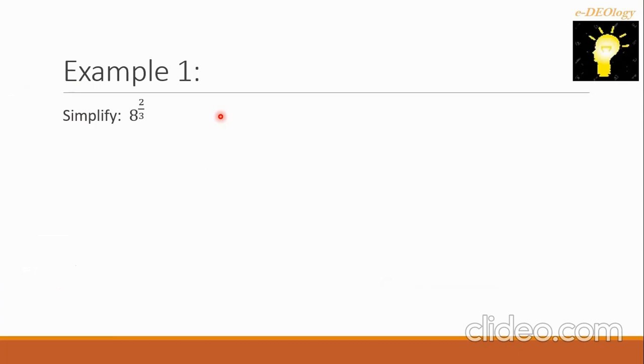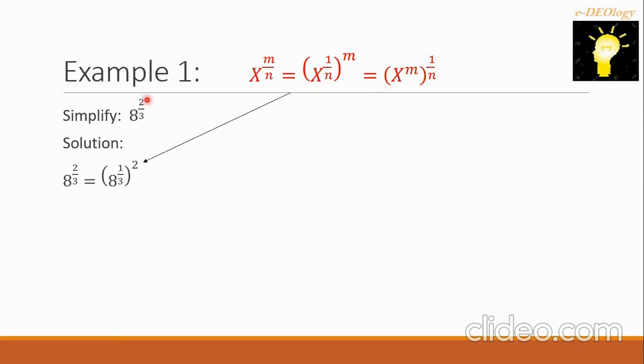So let us have this example 1. Simplify 8 raised to 2 over 3. So I put the formulas on top here. And then I will copy this problem down here. Then using this first formula here, so you see now the 2 over 3 exponent is now split into two factors. One is the 1/3, the other is the whole number 2.